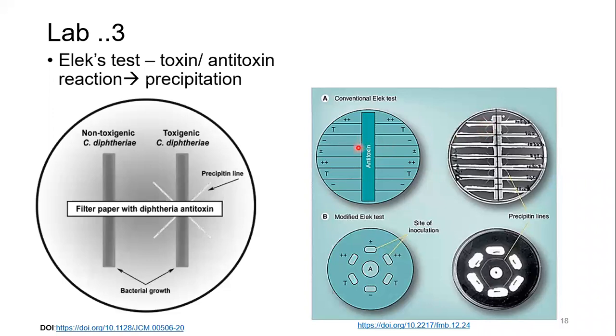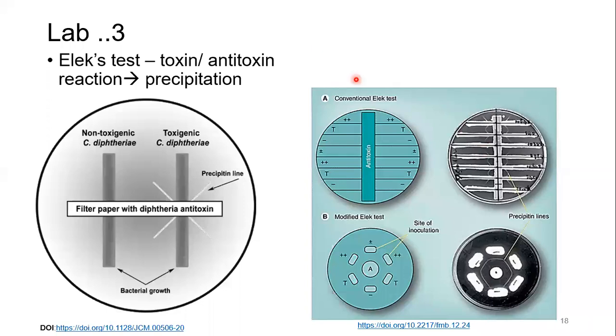The third one is a negative. So there's no toxin being produced. So the toxin is only forming from the top one, which was positive, but there's no precipitin line forming from the lower side. And similar to the next space, there's no toxin because this is negative, there's no toxin from the upper line.